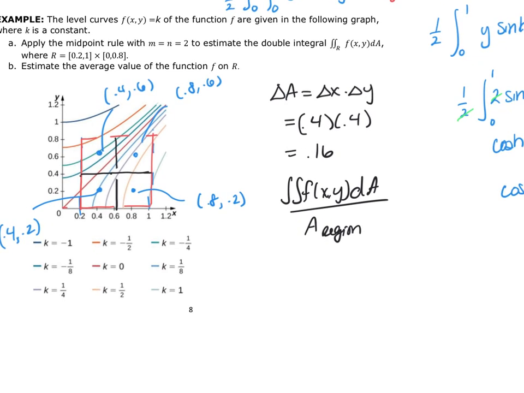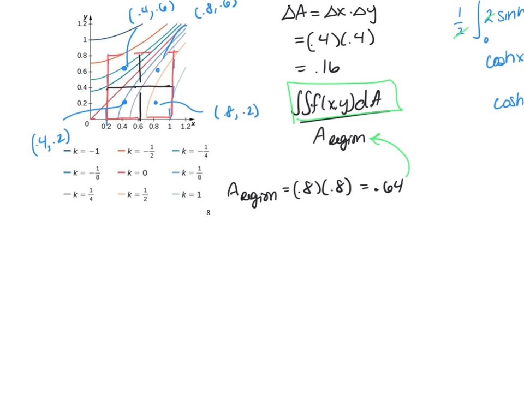So for this, my area of the region is going to be equal to the length I traveled, which is 0.8 in the x, and then the length I traveled in the y, which is also 0.8, which is 0.64. So we know what that value is. We have to figure out this value, and the way we're going to do it is Riemann sums.